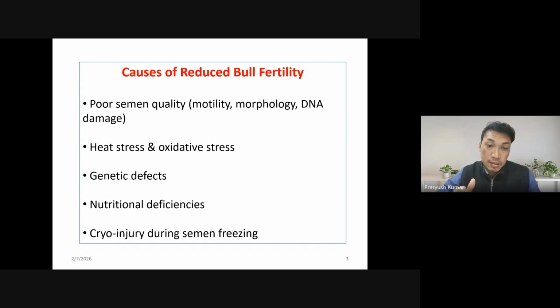Minimum means good quality semen. Because the motility of the sperm should be a minimum of 50% after the frozen semen is stored. Just before AI, the sperm quality should be a minimum of 50%.